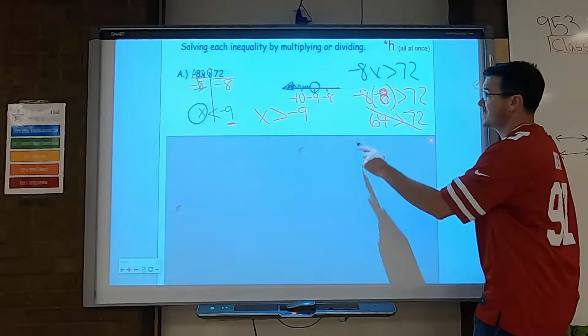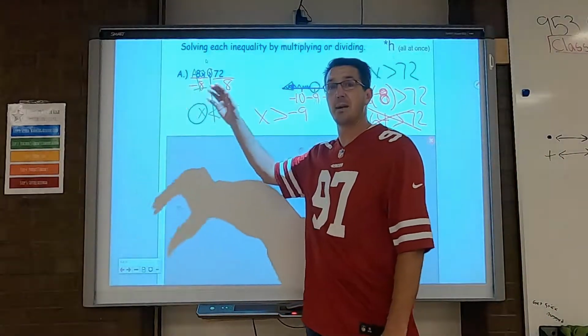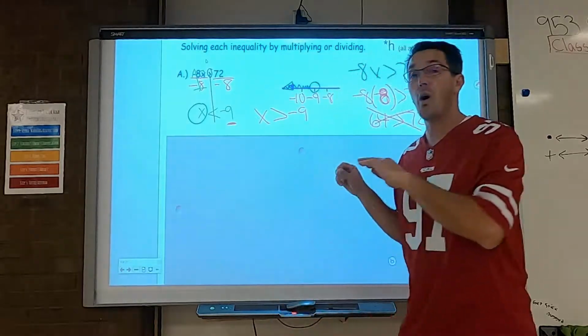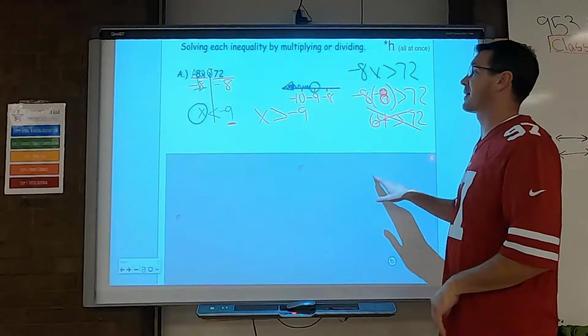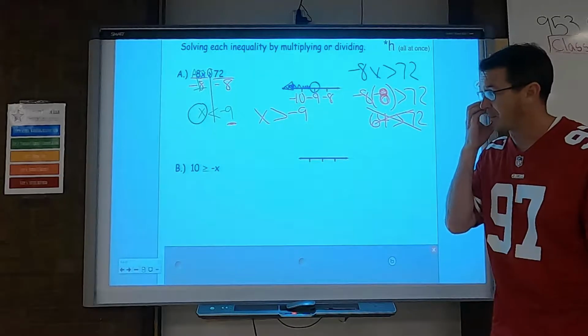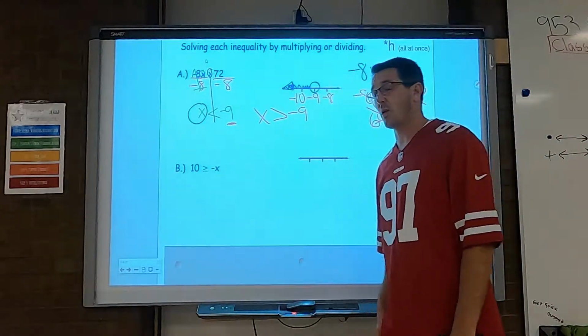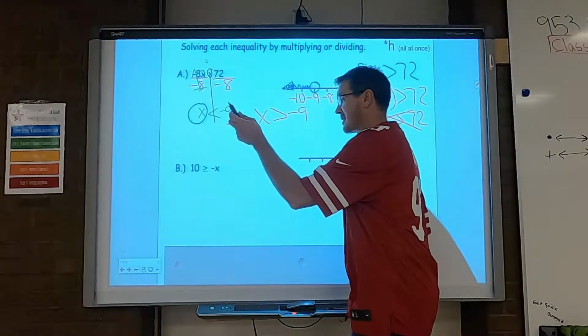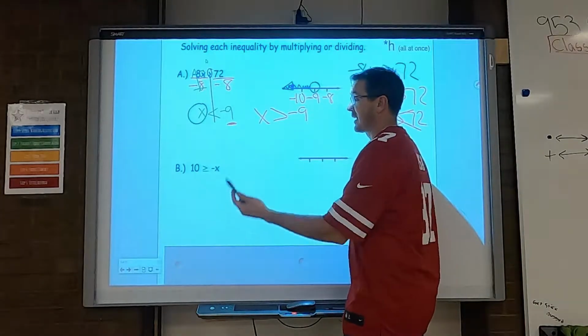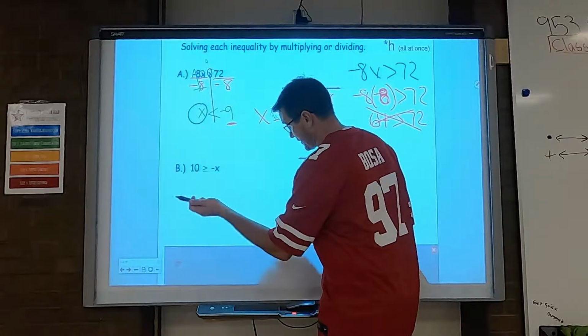No. So this is why we flip the sign. We flip the sign to make the statement true. So just know, only flip the sign if you're multiplying or dividing by a negative. So here's another problem. I have 10 is greater than or equal to negative x. Or if I'm looking at the x, I have negative x is less than or equal to 10.